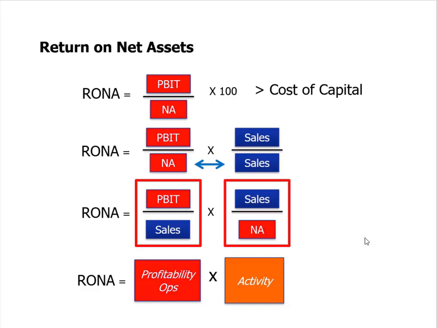So what we've done is we've created a very simple dashboard consisting of two items, profitability and activity. Now how that really becomes useful is when you compare companies' profitability and activity year on year, you can see how these are changing and how they are affecting the return on net assets. And we will look at that in more detail in an upcoming video. So that talks to the return on net assets.